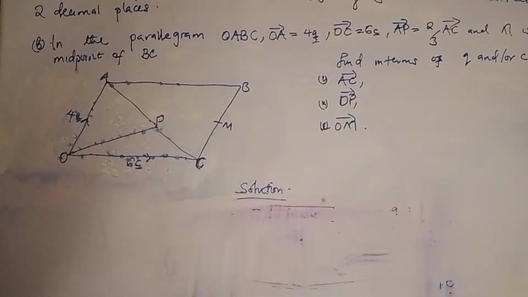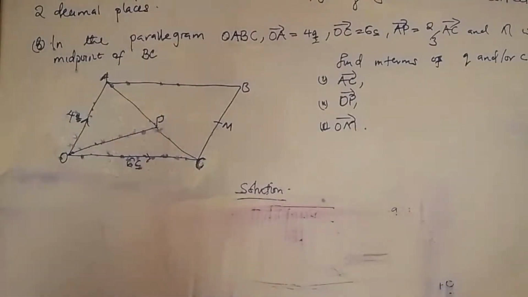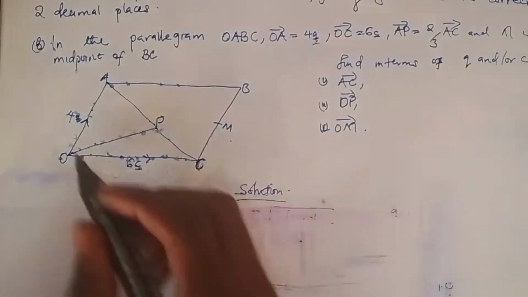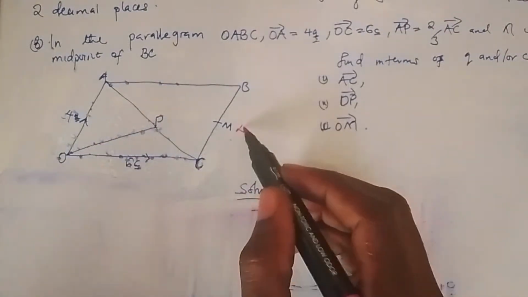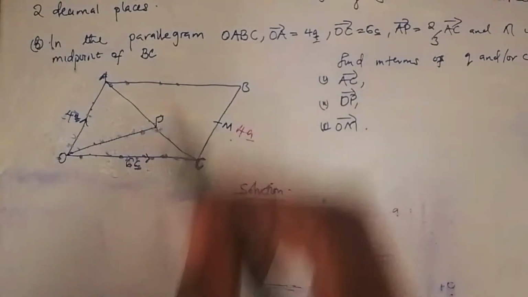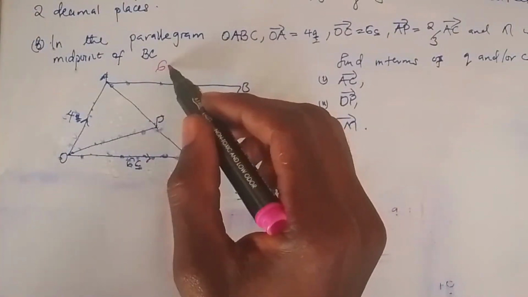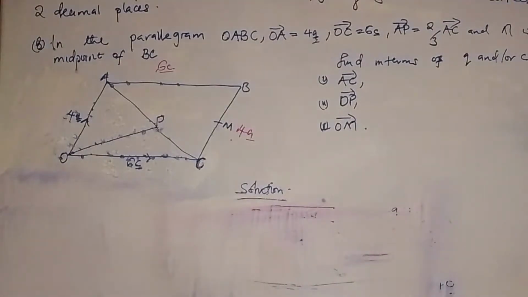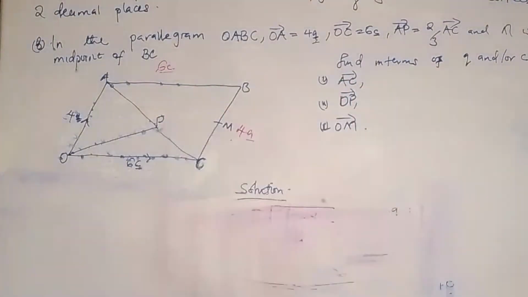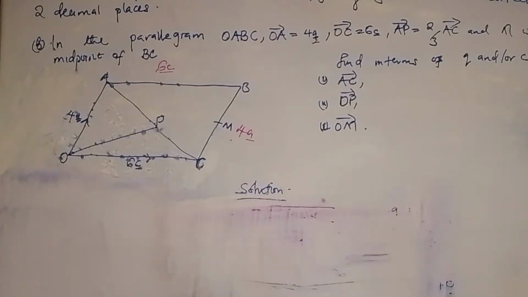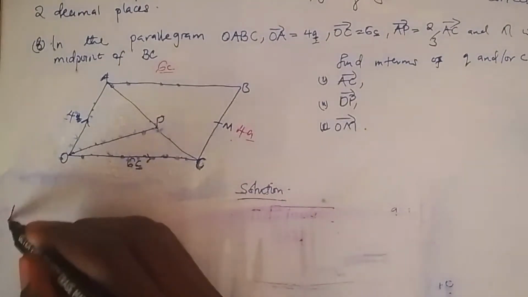So what you need to understand when you have a parallelogram, this side and this side are equal. So meaning if we have 4A here, even here we have 4A. 6C here, meaning even here we have 6C. So this is how you should understand a vector. It's just what? Another way you can use to get to the point you are calculating. So our first question is saying, find in terms of A and C vector what? AC. So they want us to calculate vector AC.